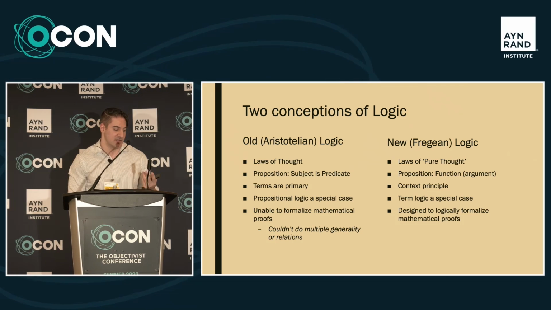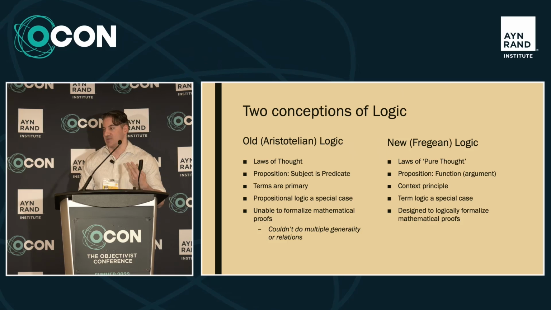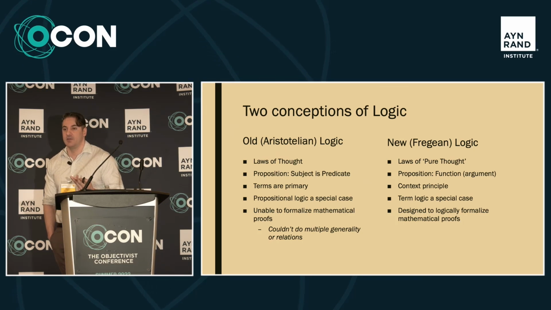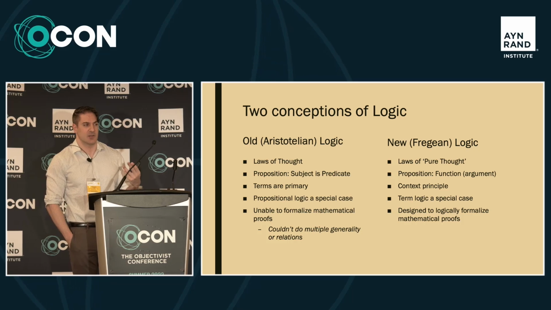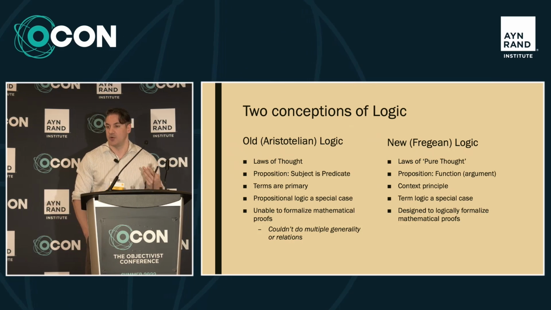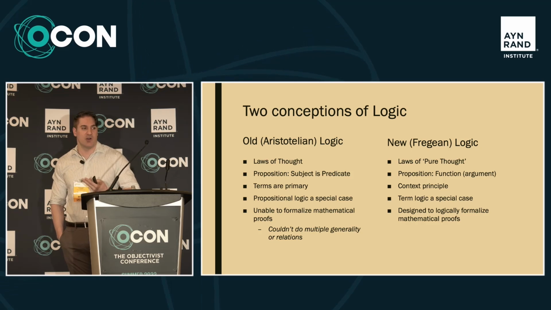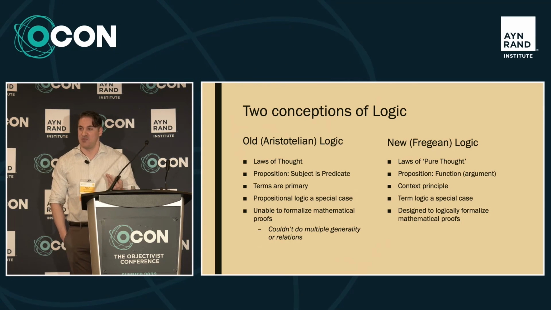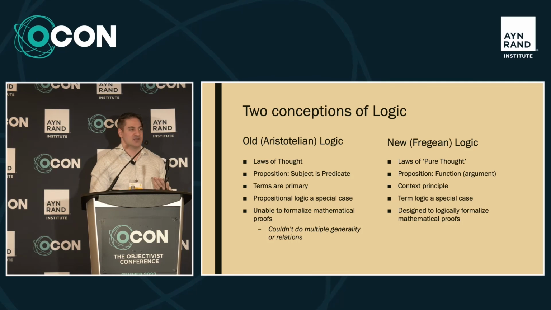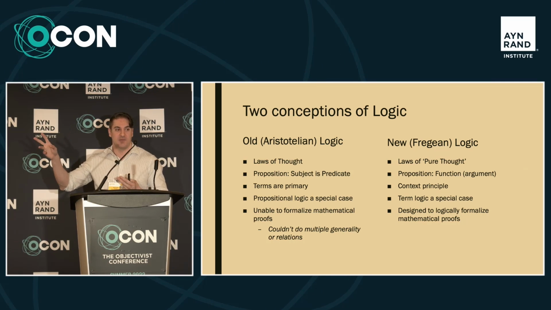And related to that, logic couldn't handle propositions that had more than one generality in them. Think of a generality as like all, some, or none. If I said the sentence, every boy loves some girl, a favorite of logicians, well, there's a relation, love, and there's every boy, but there's also some girl.